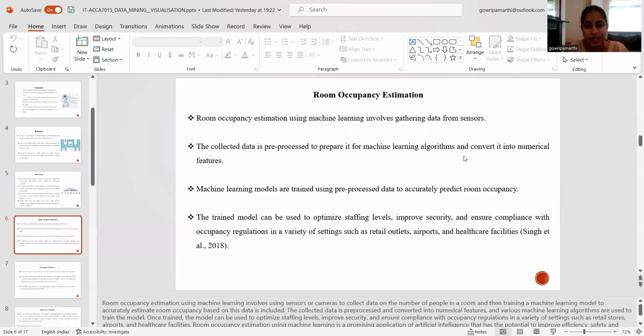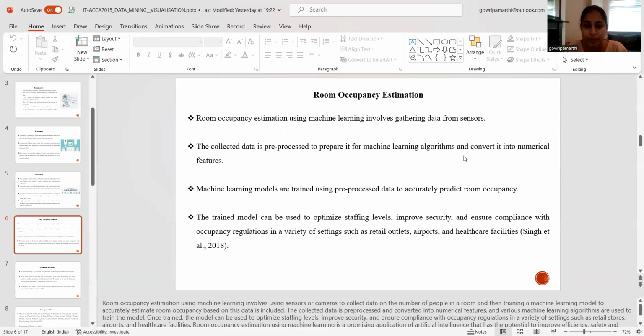Room occupancy estimation. This is my experiment. What is the room? How can we do this procedure? Let me start. Room occupancy estimation using machine learning involves gathering data from different sensors. Here, I am using the machine learning process to estimate the occupancy of a certain room, using the data I collected from the sensors.